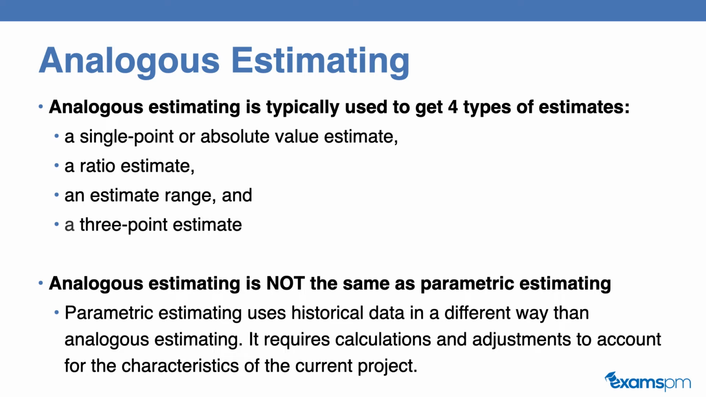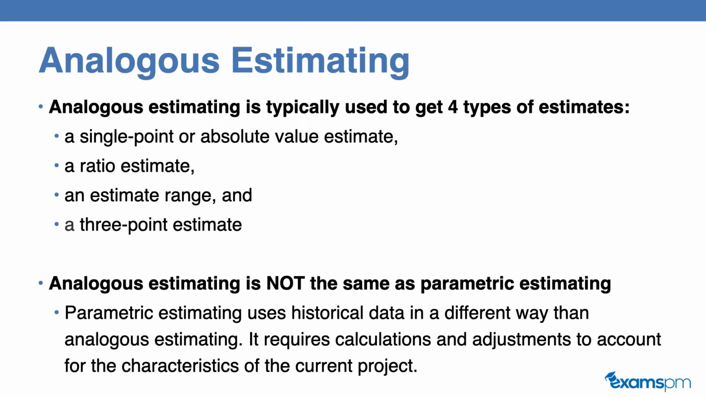In parametric estimation, you will use historical information to come up with a unit of measure. For example, the accountant's daily rate is $100 per hour, and if we use 8 hours of the accountant's time, that means the cost will be $800.